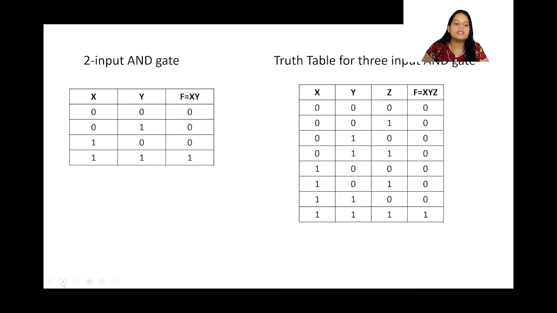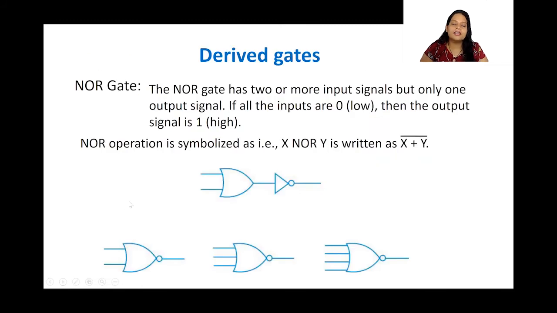Okay. So this is NOT gate, AND gate and OR gate. We have seen how to draw them, and how we write the truth table for them, isn't it? Next, let's move on to the derived gates. So we saw already the list of 4 derived gates, isn't it?